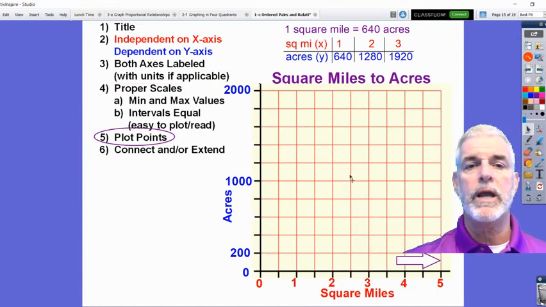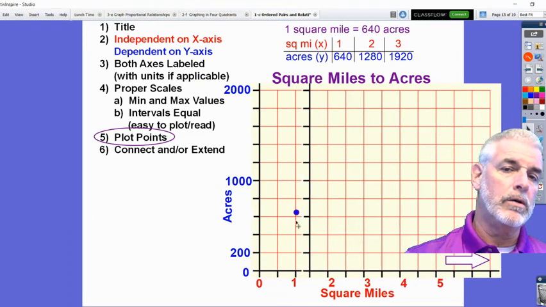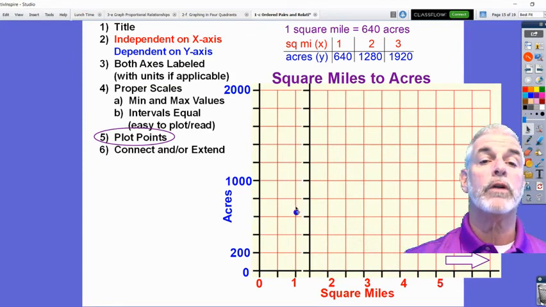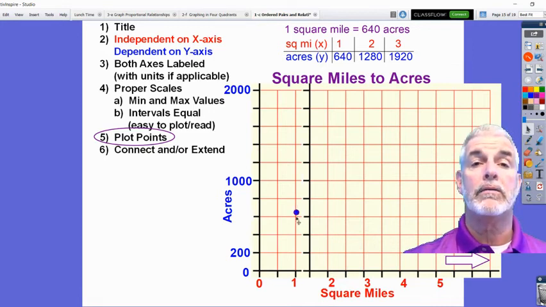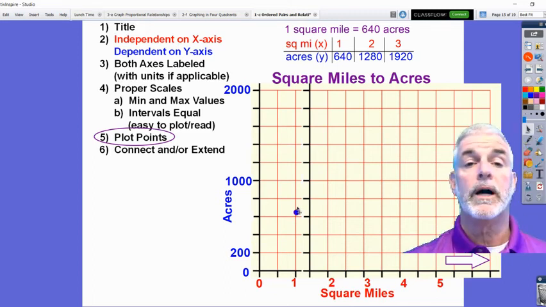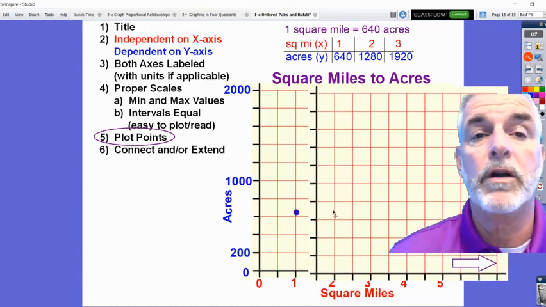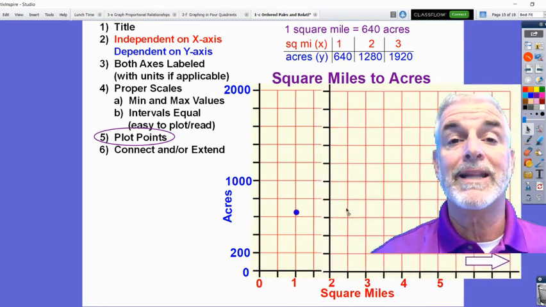So 1, 640, okay? So at 1 mile, 1 square mile, 640 acres. So 600 is right here. Halfway, each one is 200. So halfway through from here to here is 700. So 640 is a little less than a quarter of the way, right? A little less than 1/4 of the way, because it's a little less than half between 600 and 700. Okay, so it just has to be close. It doesn't have to be totally accurate, right?